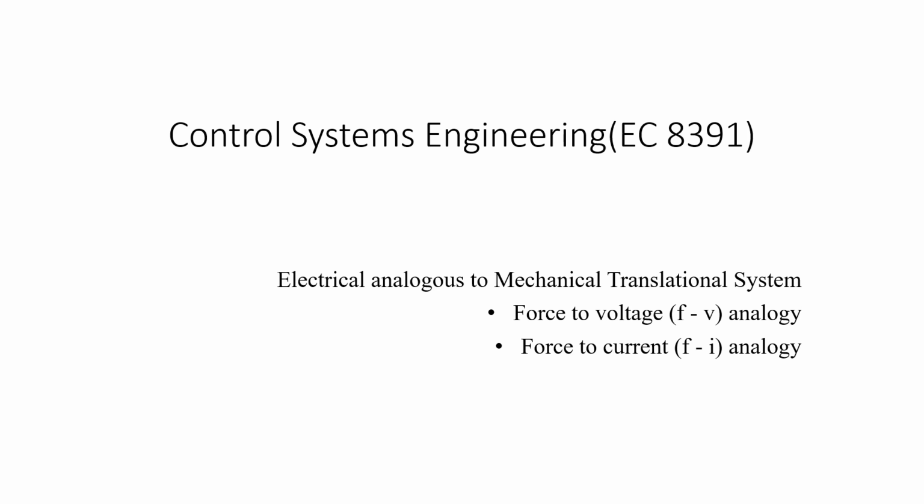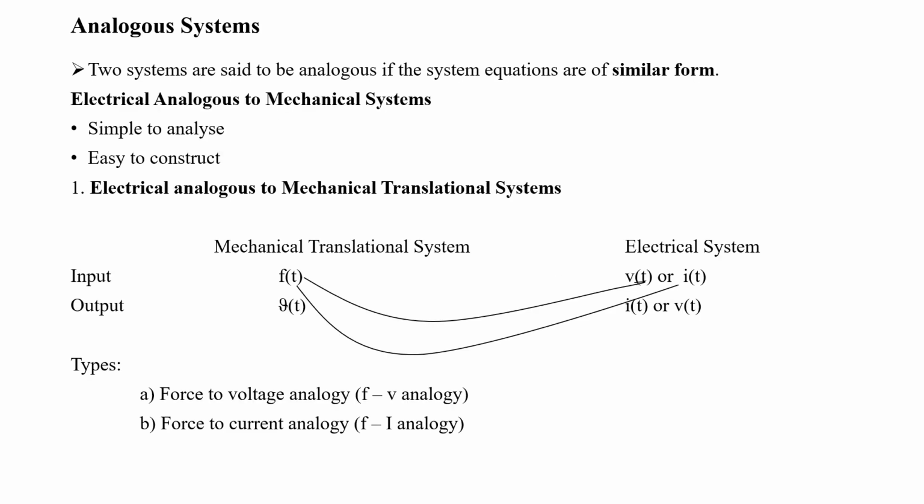In today's class, we are going to discuss the electrical analogous to mechanical translational system. Under this we have two types of analogies, force to voltage analogy as well as force to current analogy. First of all, we are going to see what we mean by analogous systems.